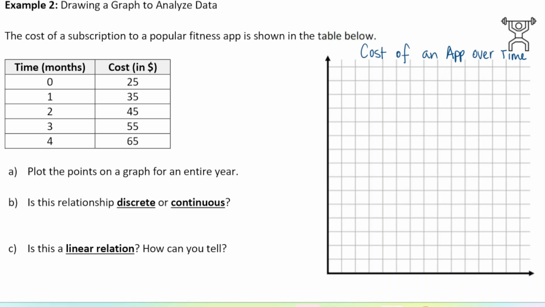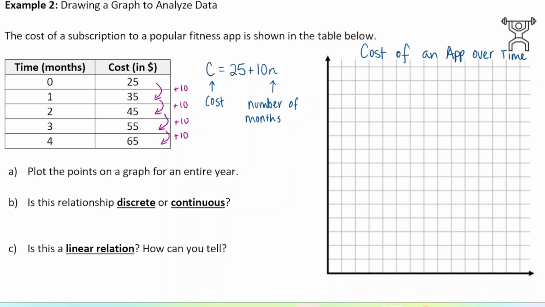And we're given a table of values here. So it looks like the cost of this app starts off as $25 and then it's going up by $10 every month. So this relationship is linear, it's increasing at a linear rate. If I was going to make an equation, which we practiced last day, for this app, it would be starting at $25 and then we're going up by $10 every month. So if N was my number of months, it would look something like this. C is the cost.